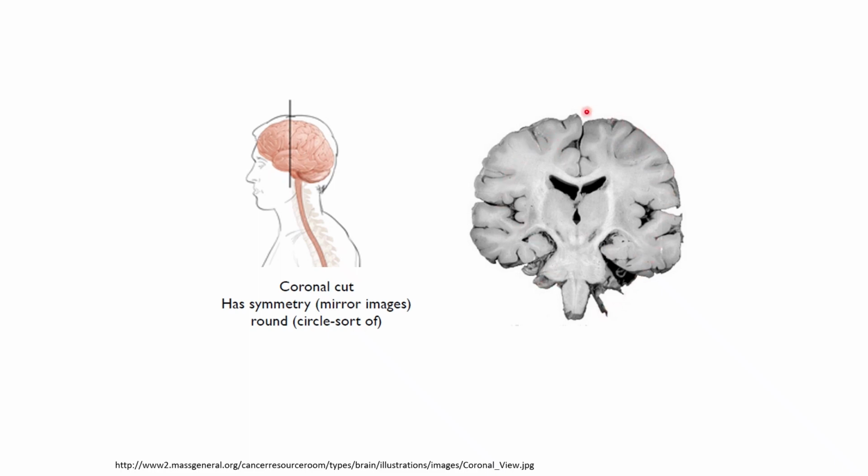So this is one of the cuts which has symmetry, and this is called a coronal cut, the cut that is made parallel to the face, the coronal cut. In this image, you can also see there are these whitish tracts, the white matter, and then there are these denser regions, the gray matter. And these holes here are the ventricles through which the cerebrospinal fluid flows.